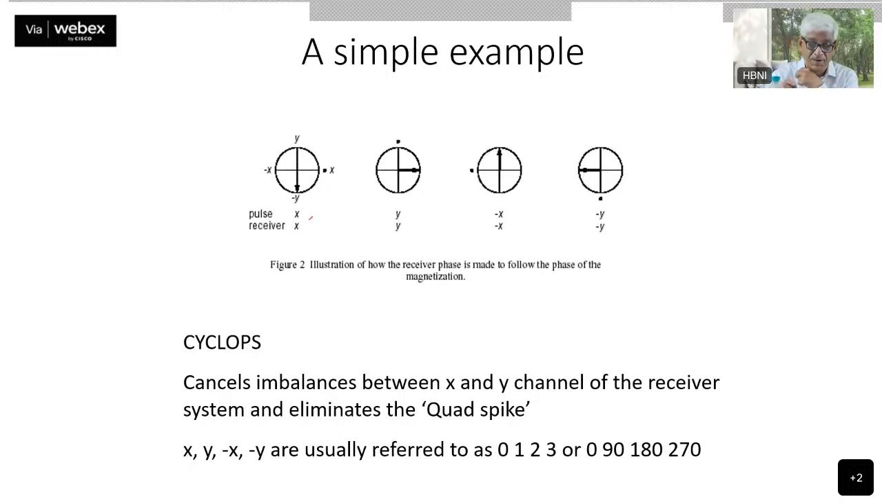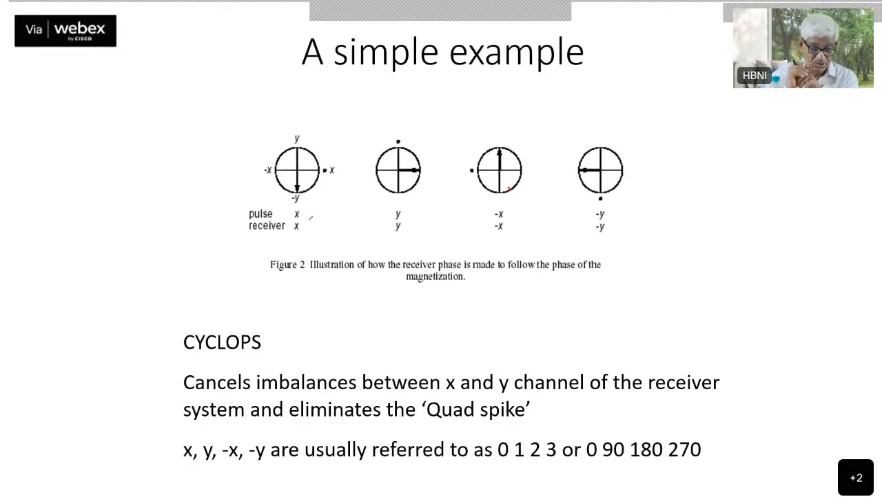So, if you apply a Y pulse, the magnetization lies along the Y axis. Then you will have to put the receiver also along the Y axis. So minus X, minus Y, minus Y. This is how you have to see it; the dot indicates the receiver. So pulse and then the receiver, where the magnetization is and where the pulse is. Therefore, we will have to see where the receivers are and the phases.